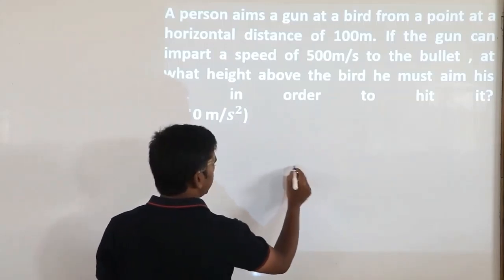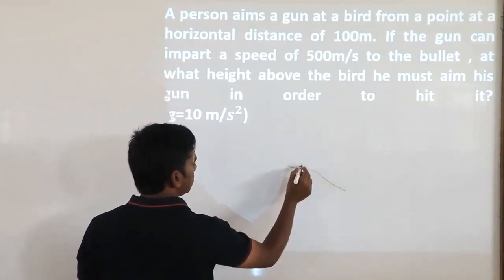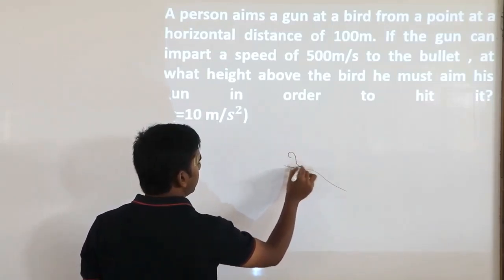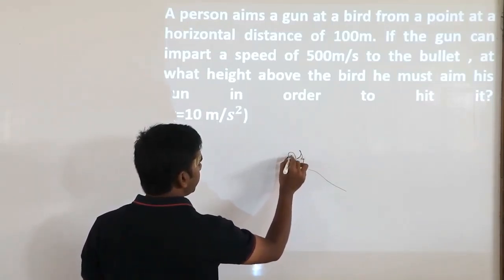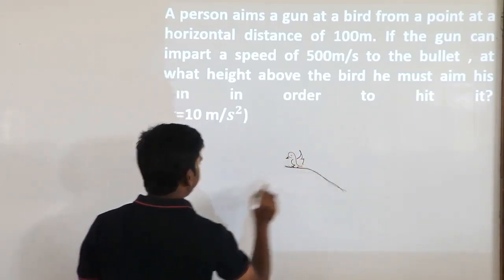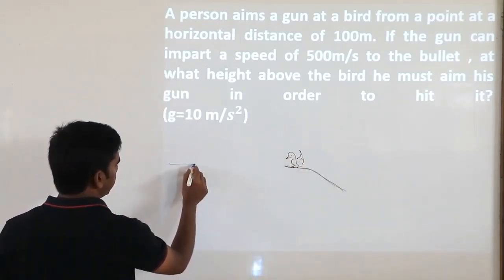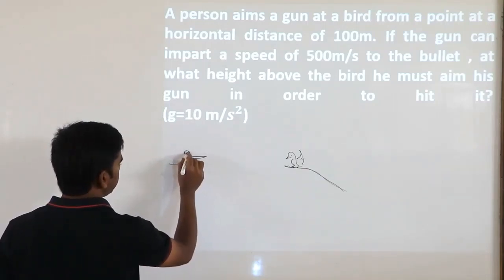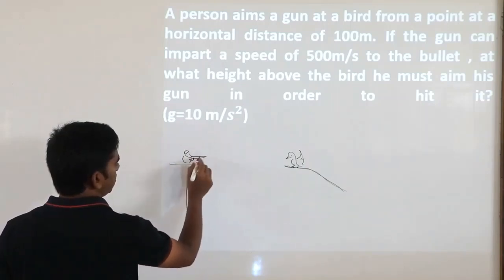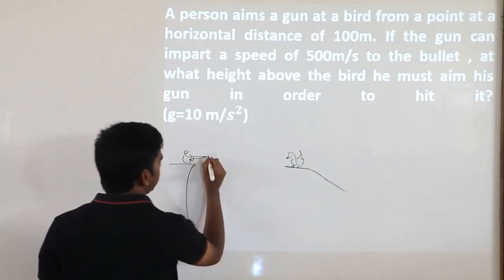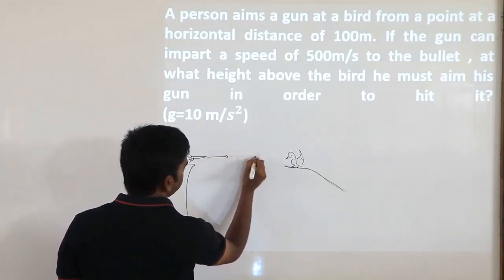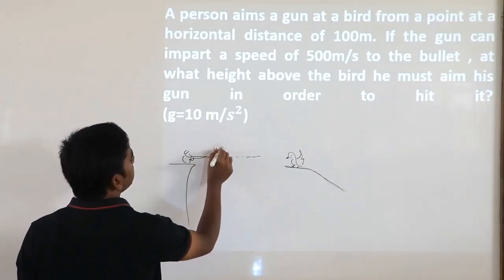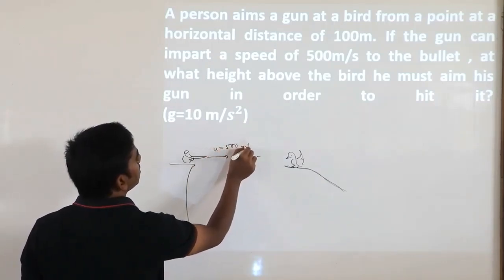Interesting. Suppose there is a bird over here. Okay. And he is maybe standing over here. So from here he is aiming at that bird. So he will shoot in the horizontal direction. If we shoot in the horizontal direction, with what velocity? Velocity is 500 meter per second.